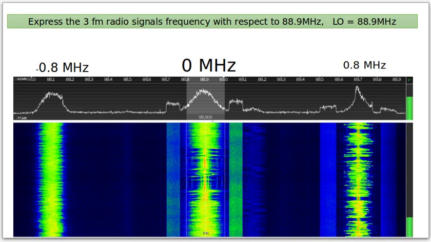I should also mention this spectrum is also what you will see on the receive side, right? If you tune your SDR radio to an LO of 88.9, the station at 88.9 will basically have 0 hertz because it's exactly at that LO. The radio signal that's at 89.7 will have a positive 0.8 megahertz offset. And the signal at 88.1 will have a negative 0.8 megahertz offset. So here the negative and positive frequencies are simply used to relate them to where the LO is. That's all a negative frequency is.